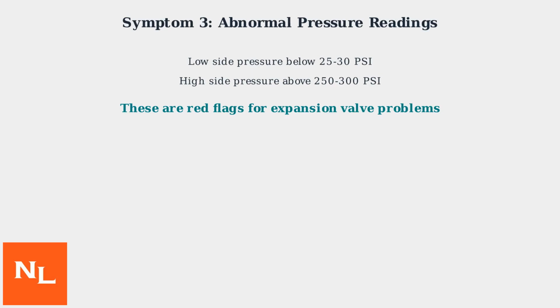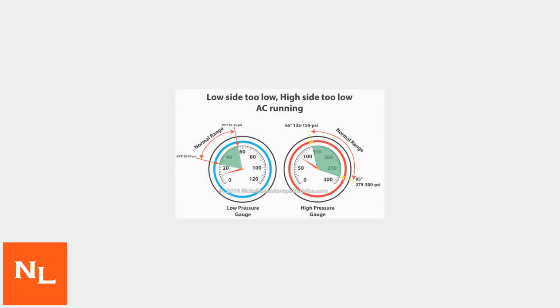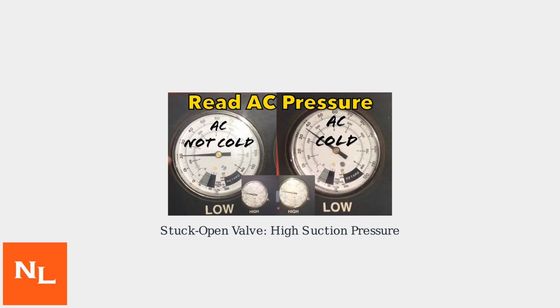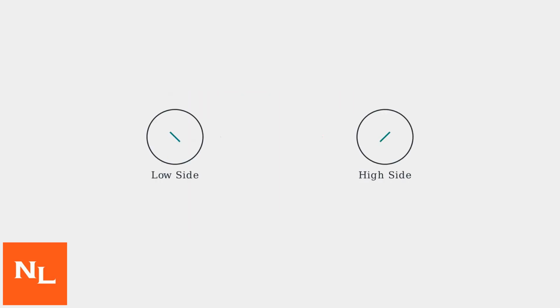Low side pressure dropping below 25 to 30 psi or high side pressure rising above 250 to 300 psi are red flags. A stuck-open valve typically leads to high suction pressure and low head pressure, while a stuck-closed valve causes the opposite. These imbalances can damage the compressor. A stuck-closed valve causes low suction pressure and high head pressure. A stuck-open valve leads to high suction pressure and low head pressure.